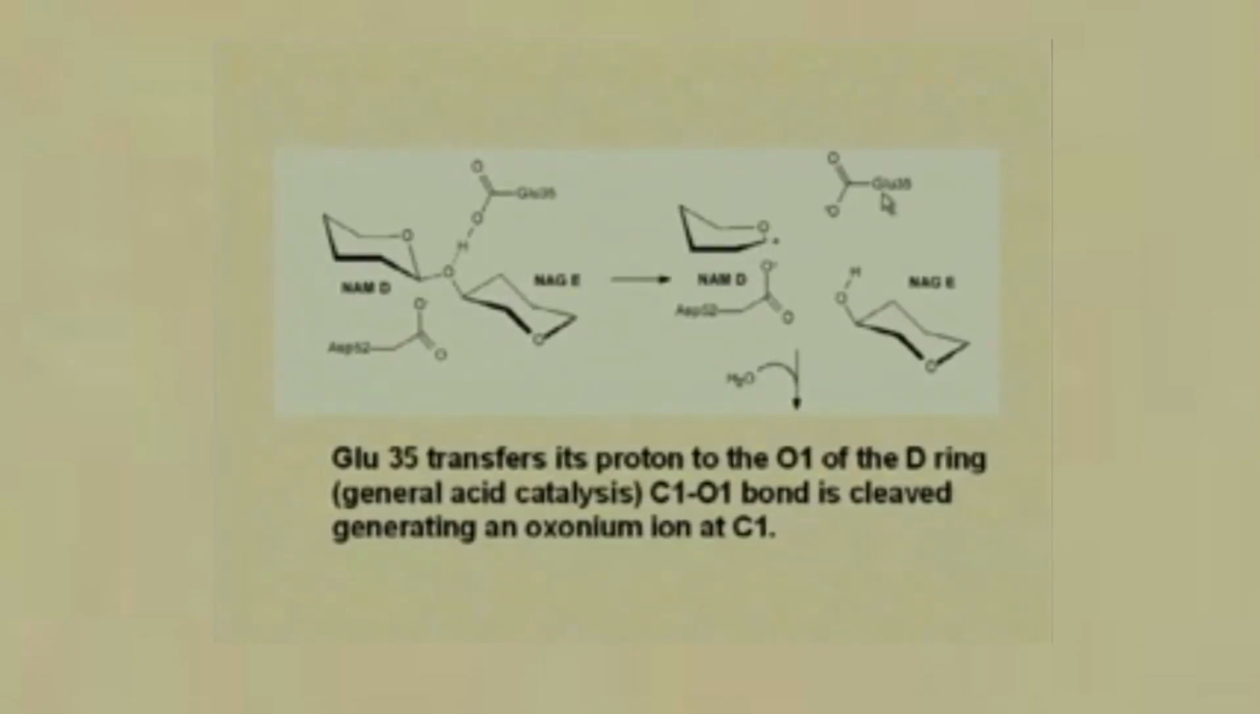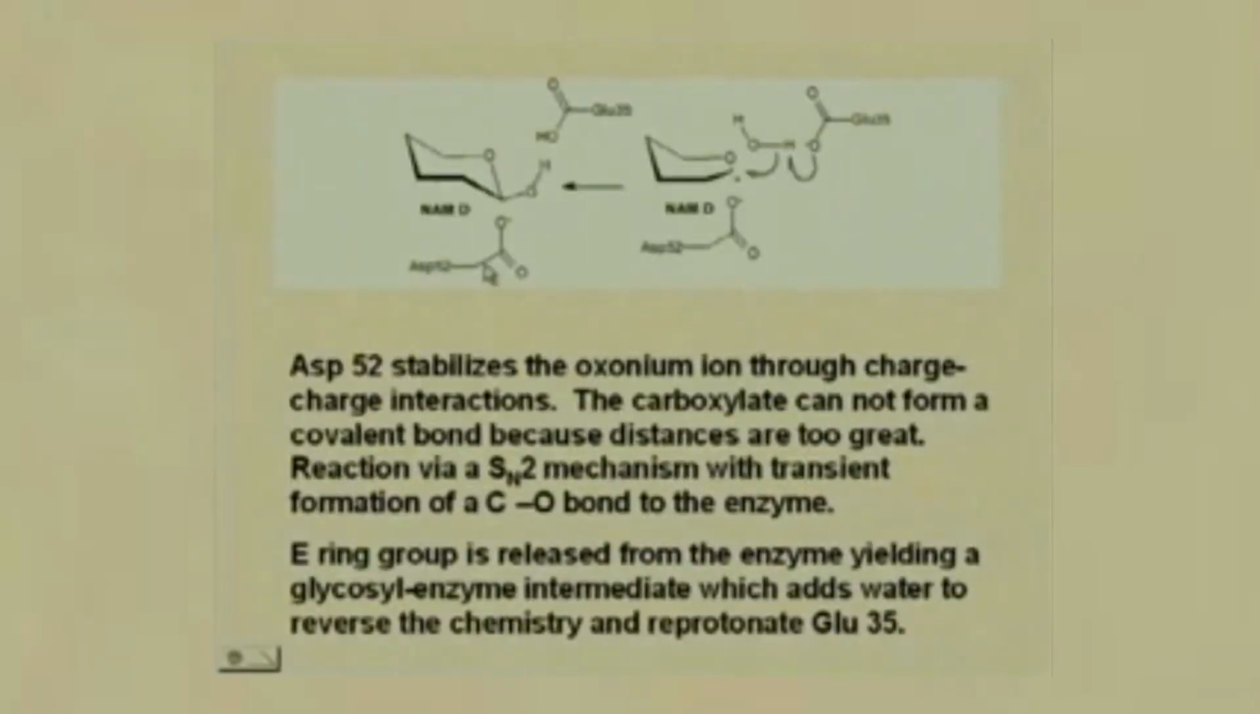So, for lysozyme to act as a catalyst once more, the glutamic acid has to get back to OH. So, what happens? The aspartic acid 52, the role of this is to stabilize the oxonium ion. Where is this oxonium ion formed? How is it formed? It is formed from the cleavage of the C1O1, right?